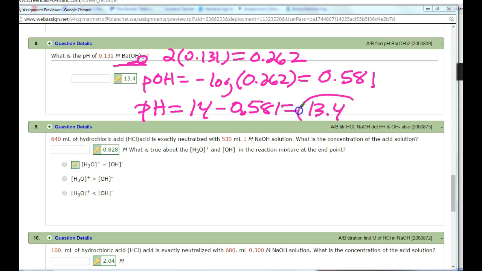And if I were to ask you if that's acidic or basic, you would say it's basic. If I were to add phenolphthalein, it would turn pink.